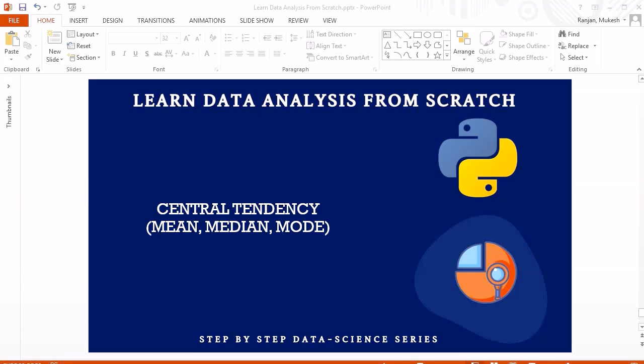Hello guys, welcome back. Now in this session we are going to discuss central tendency and the tools for measuring central tendency, that is mean, median and mode. So let's start our discussion.